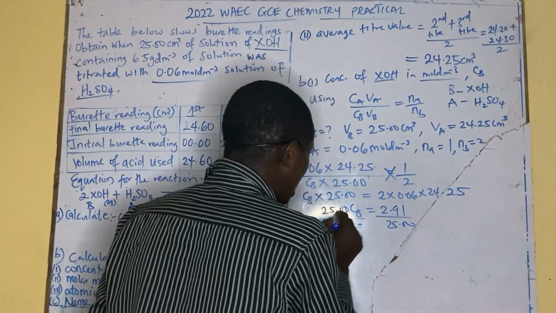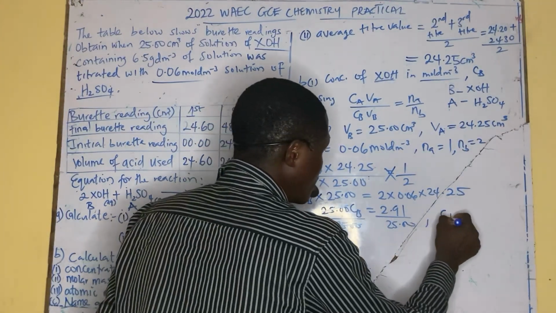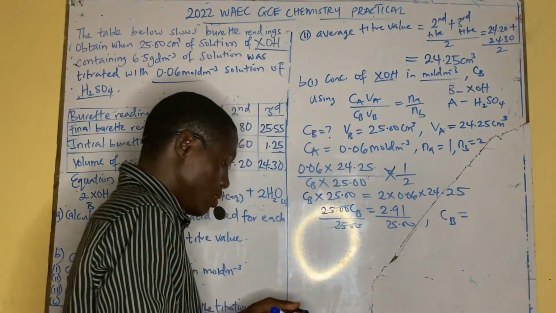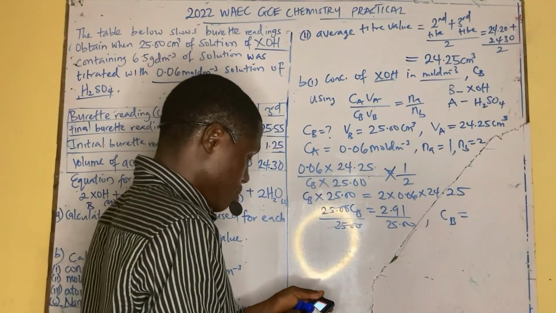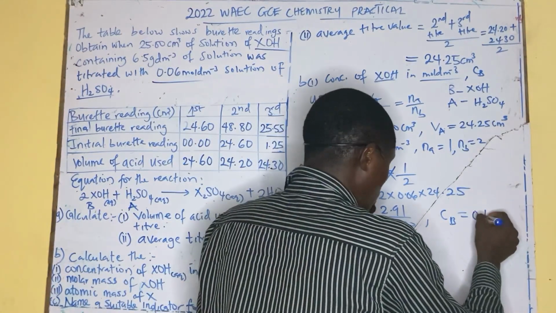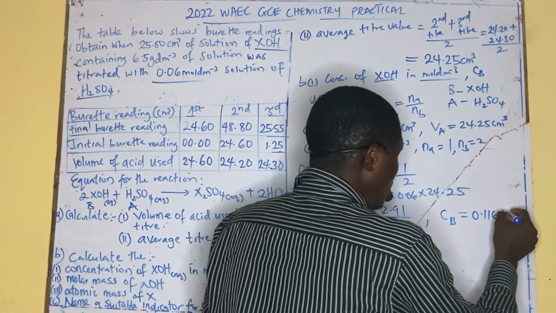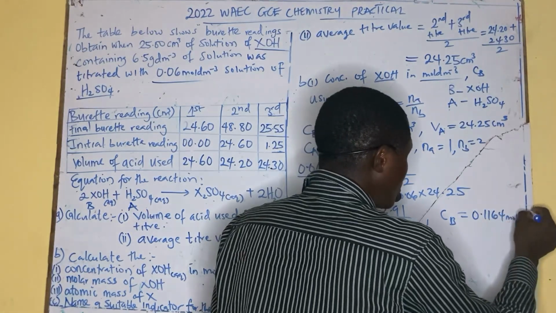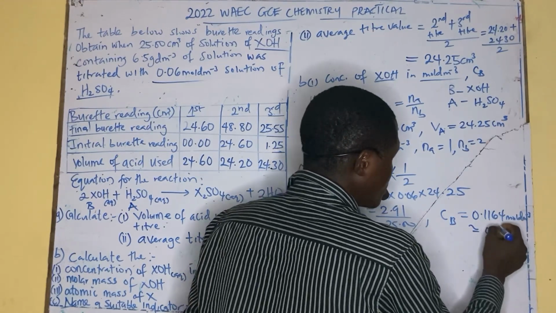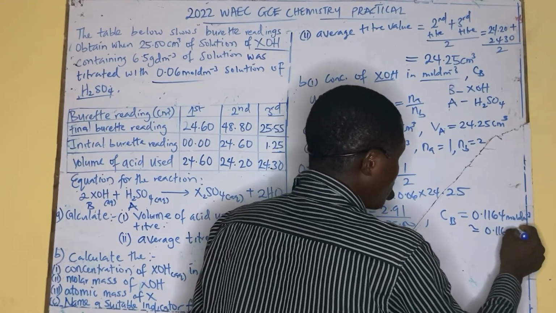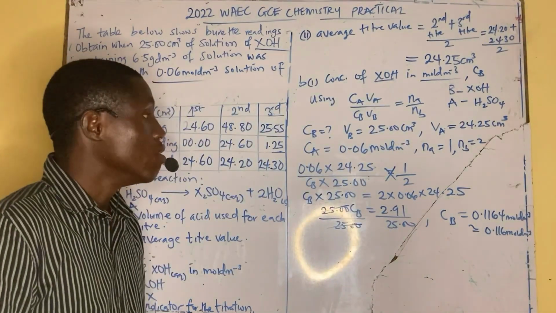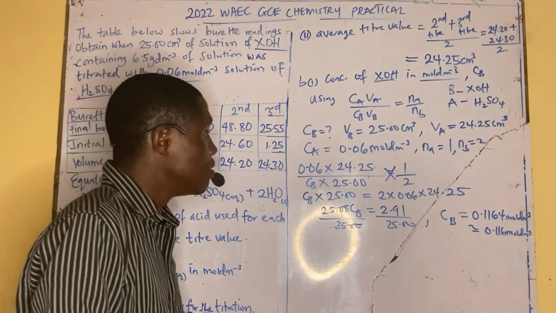So what am I having? Your CB will be 0.1164 mole per dm cube. So you can approximate to 3 significant figures: 0.116 mole per dm cube. So that's that about your value for CB.